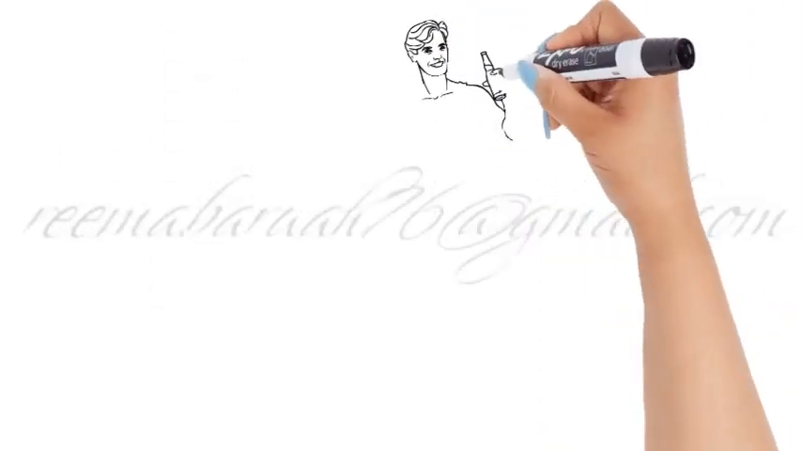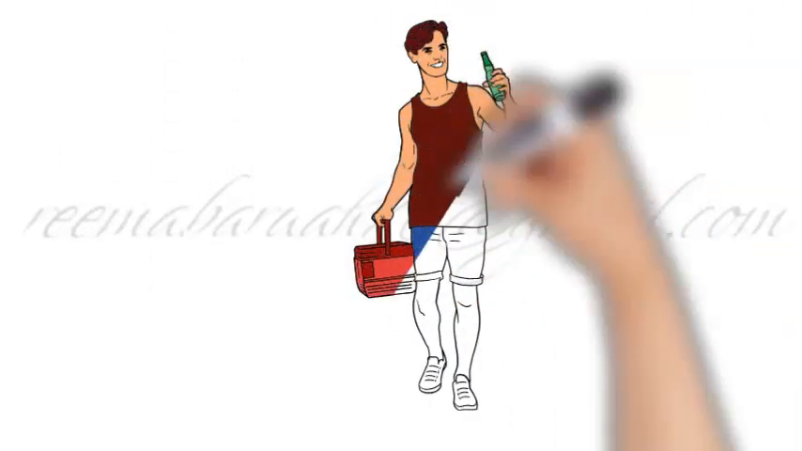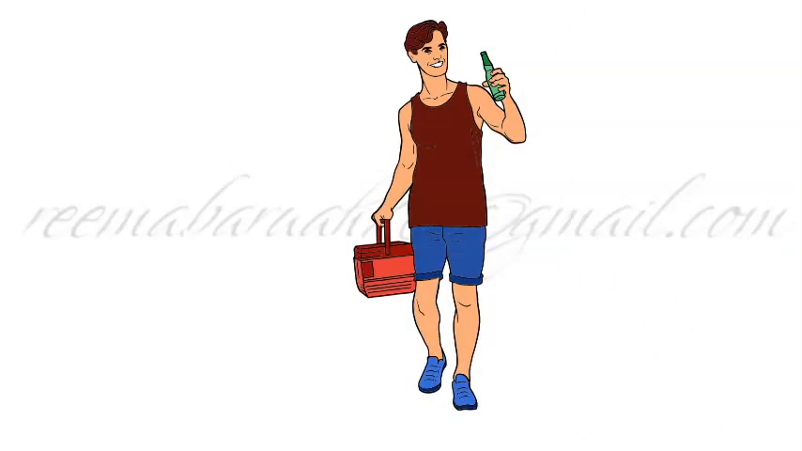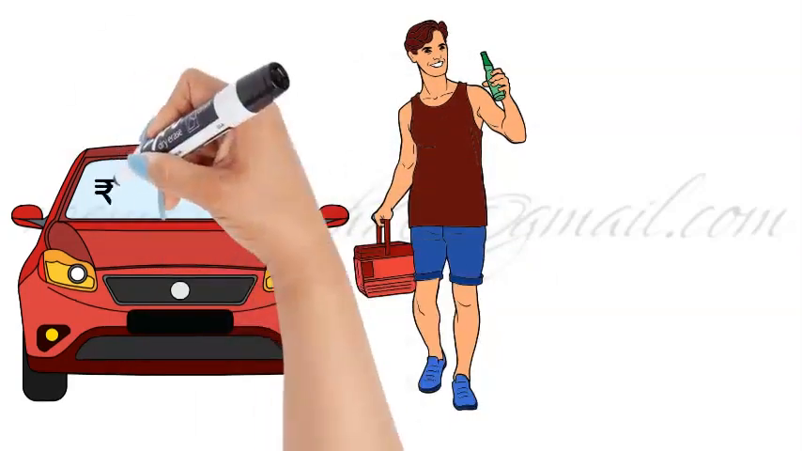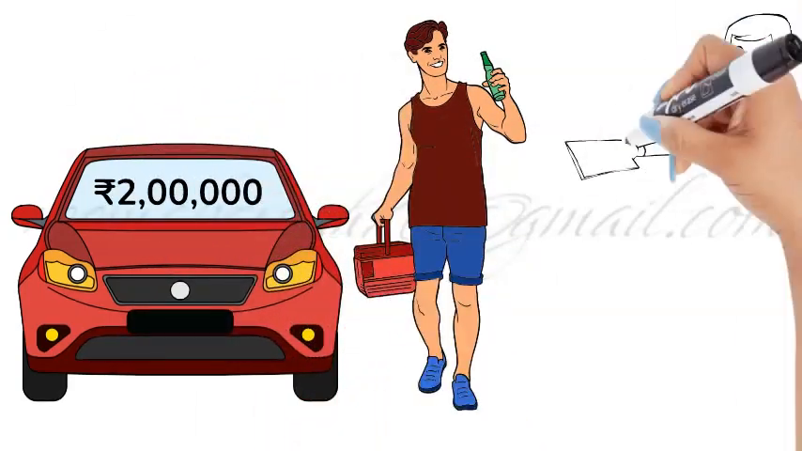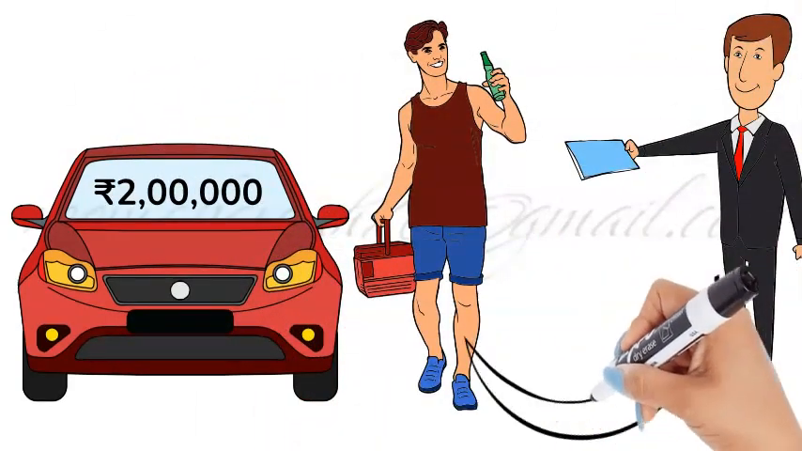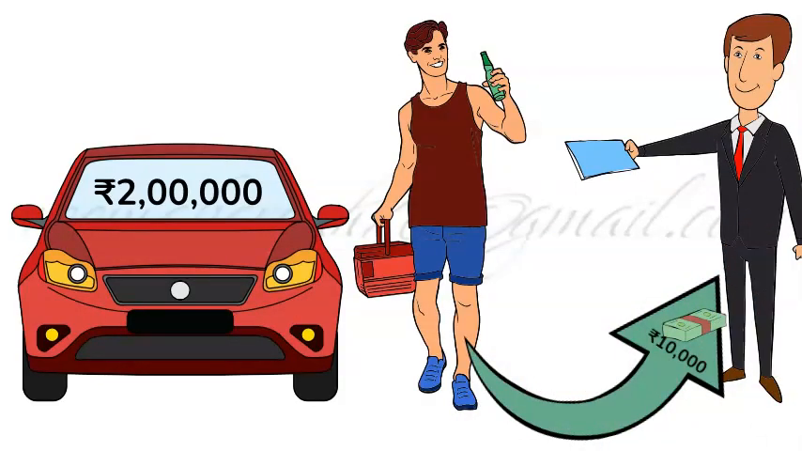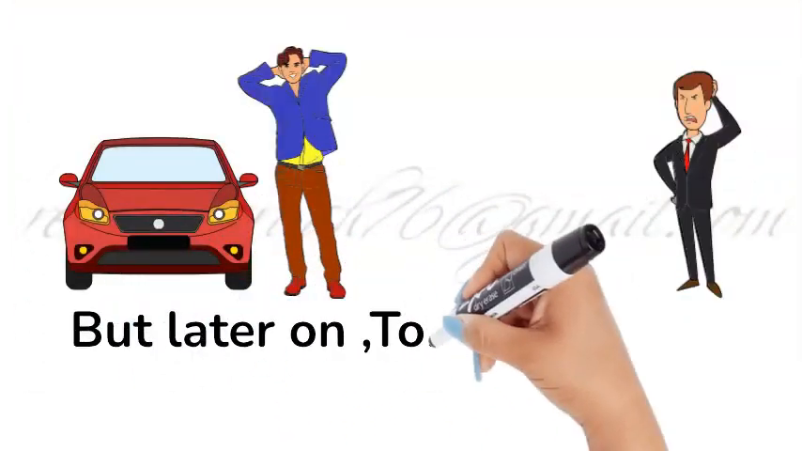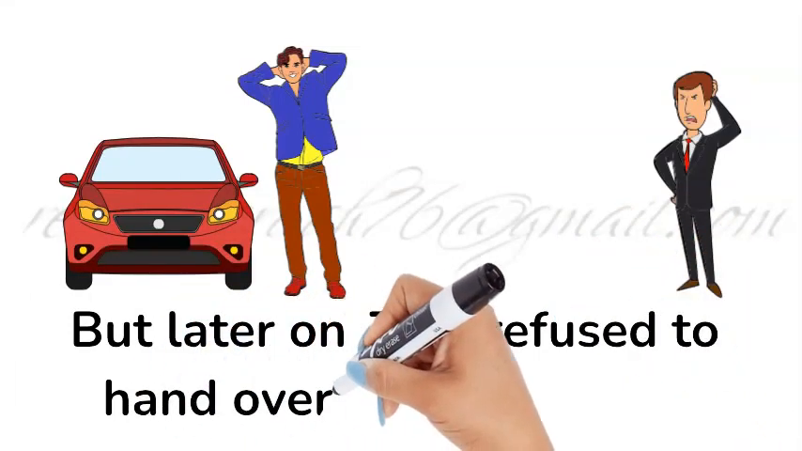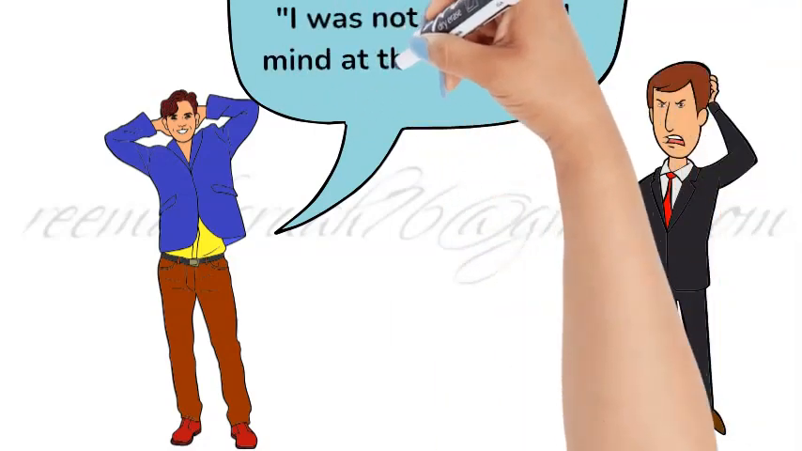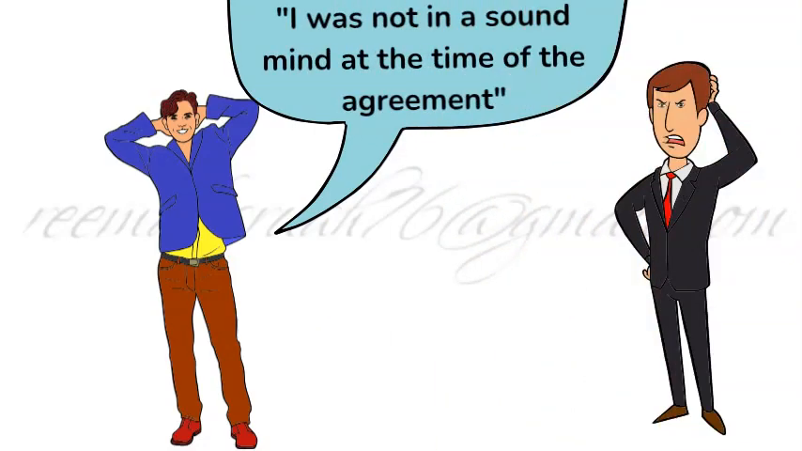Example: Mr. Tom was so drunk that he could not understand the terms of the agreement and could not form a rational decision. During the drunken state, he entered into an agreement to sell his car worth rupees 2 lakhs to Mr. Bob for rupees 10,000 only. But later on, Tom refused to hand over the car to Bob. He said to Bob, "I was not in a sound mind at the time of the agreement."